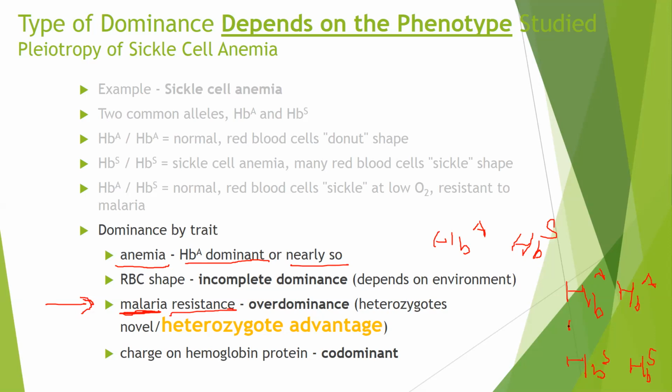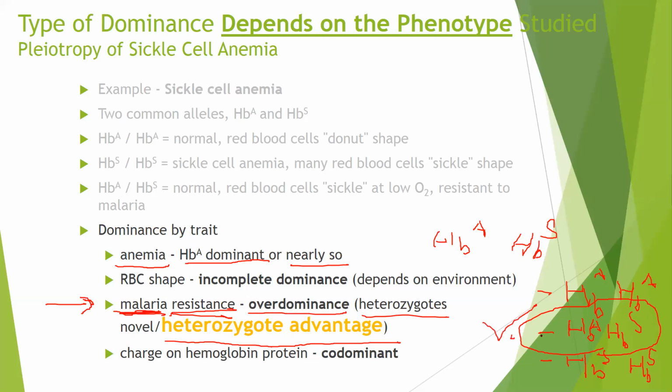And we have the heterozygous HBA and HBS. All right, so when we look at these three genotypes in terms of resistance to malaria, the heterozygous is the best one. So this is very interesting. And in this situation, we say heterozygous shows overdominance, or the heterozygote advantage. In terms of this phenotype, this is the best one. The heterozygous is very interesting.